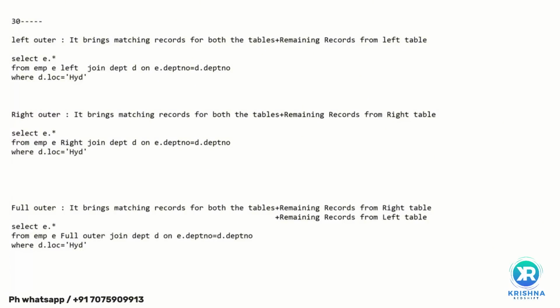You can write outer in both ways, or you can just write full join on e dot dpt number equals d dot dpt number, where d dot location equals Hyderabad. Okay, so you can write like this. Now the actual thing will come.